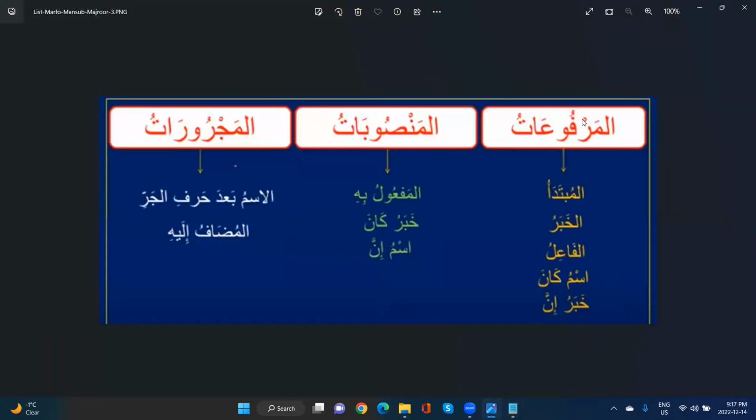Okay, so let's take a look at something else. What do we see here? Al-marfu'at, al-mansubat, al-majrurat. What does al-marfu'at mean? The jama of marfu. In Arabic grammar, we have learned over the years that if you bump into al-mubtada, it is going to be rafa. Any doubt about that?